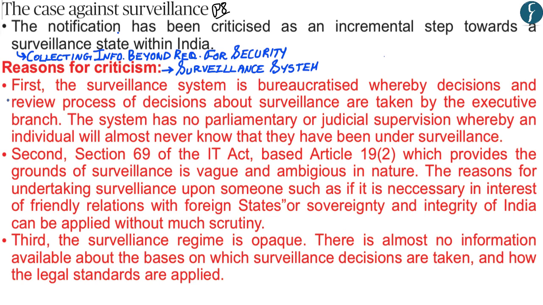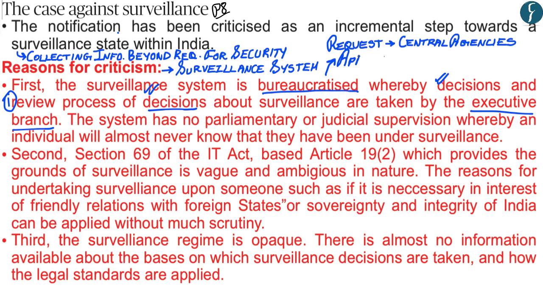Now the first criticism that has been provided by the author is that the surveillance system of India is highly bureaucratized, whereby both the decision and the review process of those decisions are undertaken by the executive branch. Now the author has highlighted that the request to put someone under surveillance is undertaken by the 10 central government agencies. The approval to put someone under surveillance is given by the Union Home Secretary, while the review process of the decisions undertaken by the Home Secretary to put someone under surveillance is undertaken by the Cabinet Secretary.